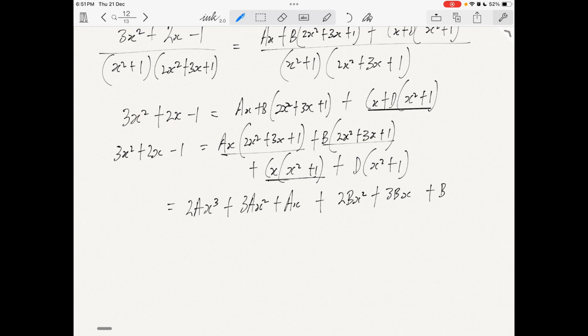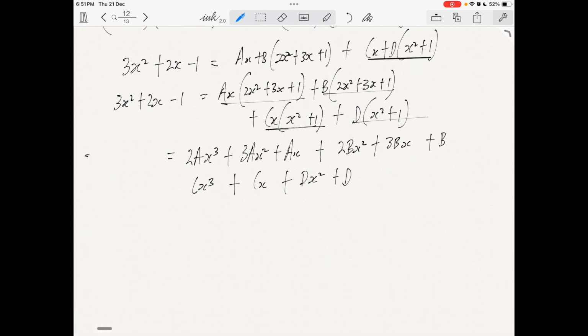Now open the bracket with cx, we have cx raised to power 3 plus cx. Now let's open the final brackets. That will give us dx squared plus d. Now everything is equivalent to 3x squared plus 2x minus 1.